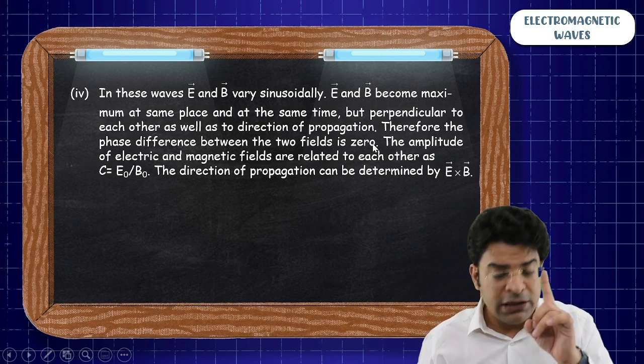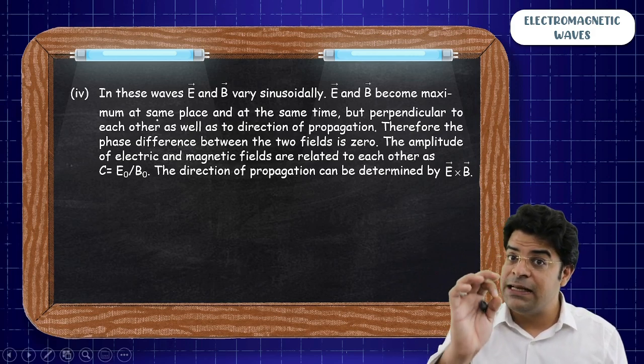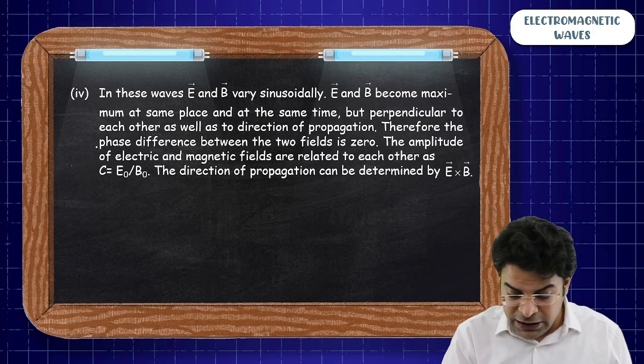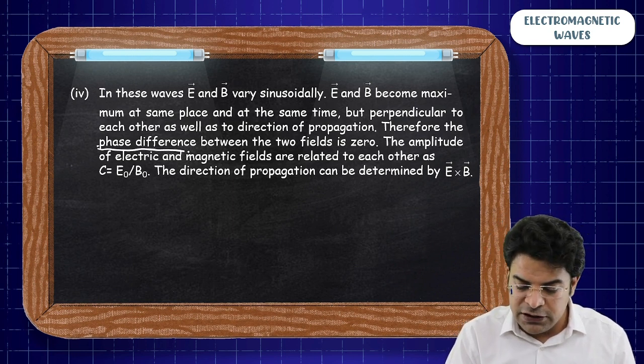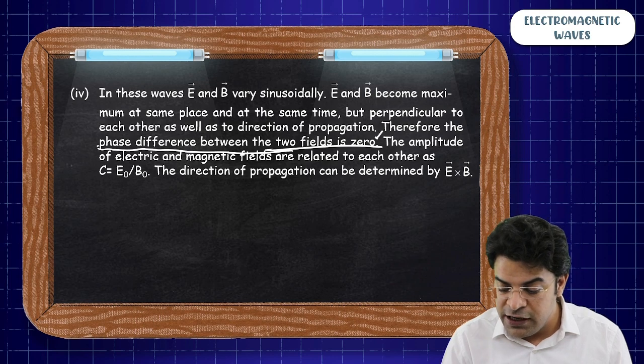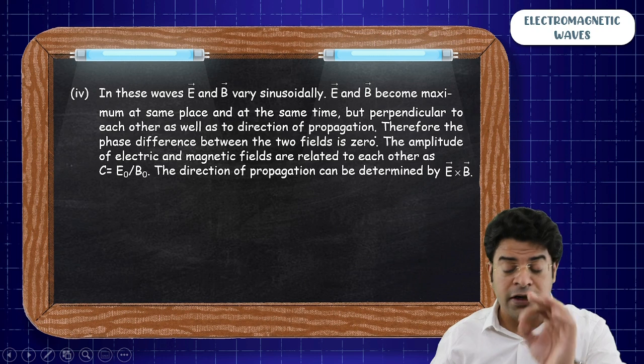Okay. But the important point here is that they become maximum at the same place simultaneously. It means that they are in same phase. Since they are in same phase, the phase difference between the two fields is zero. You need to remember this. This is important point. The next important point coming up.